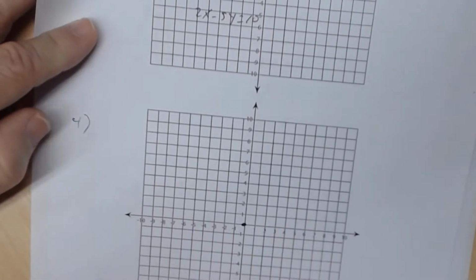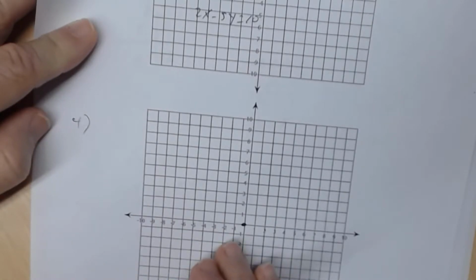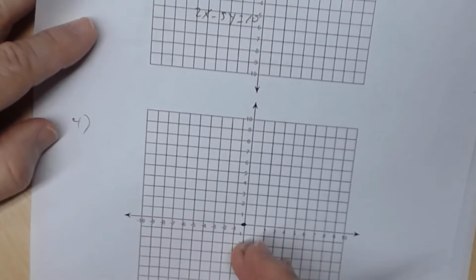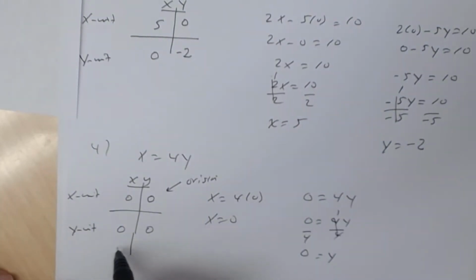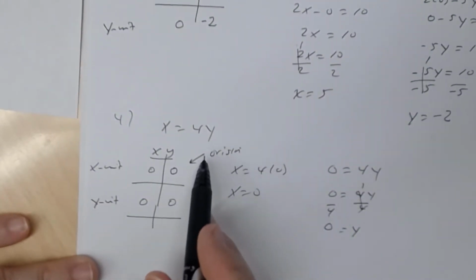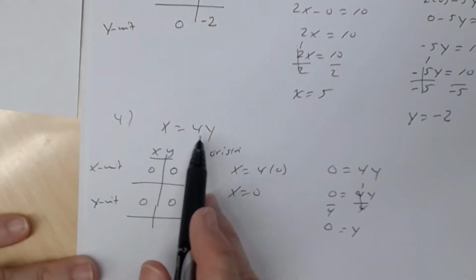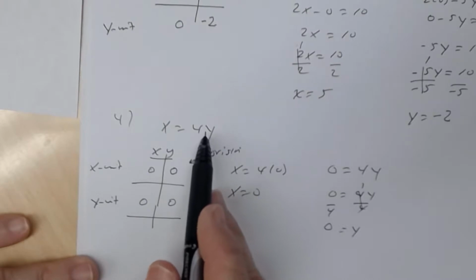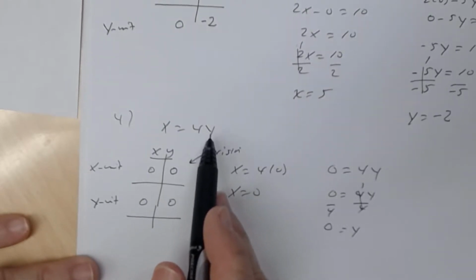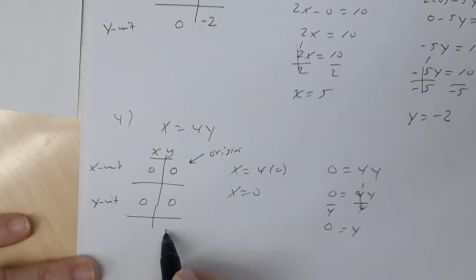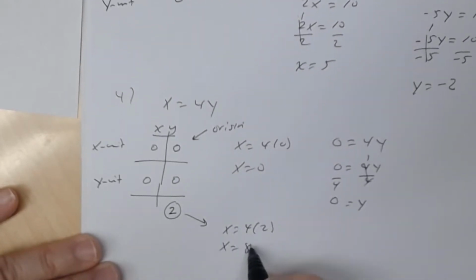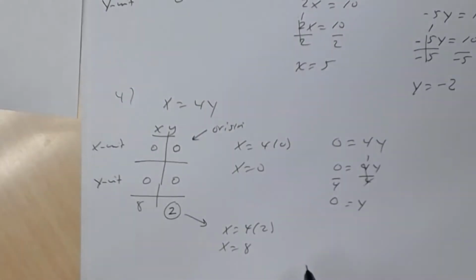So in my math lab, you're going to see this idea. Whenever the x and y-intercept is the same point, in this case the origin, all you do is just find one more point. So in the t-table, you're just going to let x be, or y be, in this case, let y be. Since x is by itself, it's easier to let y be a value. So let y be, let's say, 2. So if y is 2, I get x equal 4 times 2, so x equals 8. So (8, 2) is going to be a point on that line.